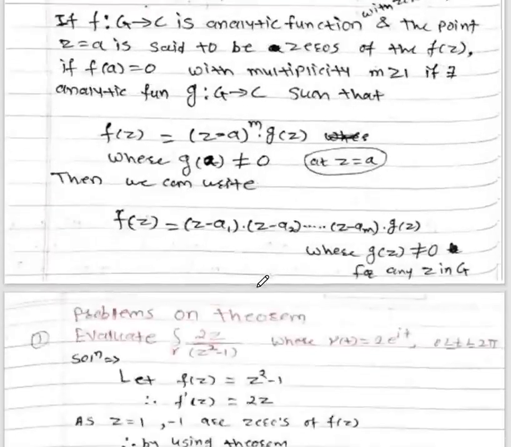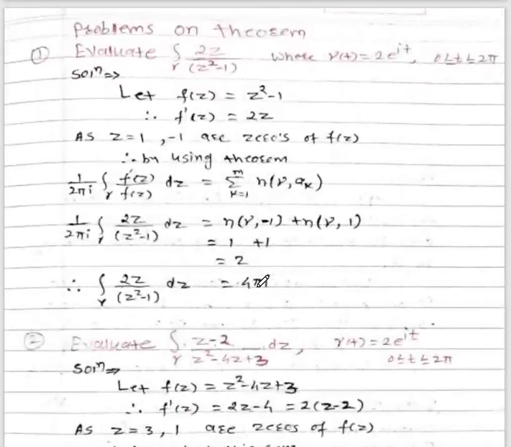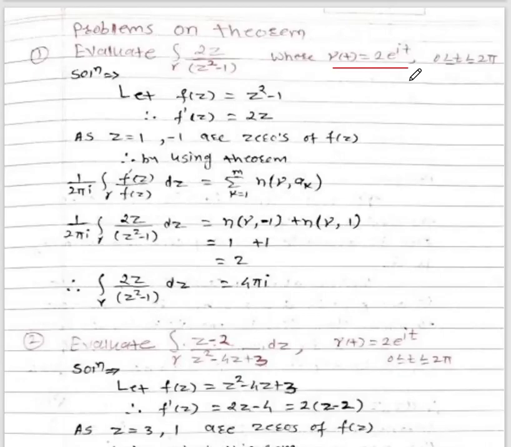Now we will see some problems on this theorem, the previous theorem. So what is the problem? First problem: evaluate the integral over curve gamma of twice z upon z square minus 1, where gamma of t equal to 2 e raised to power it, where t lies between 0 to 2 pi. So this represents a circle whose center is 0 and radius is 2.